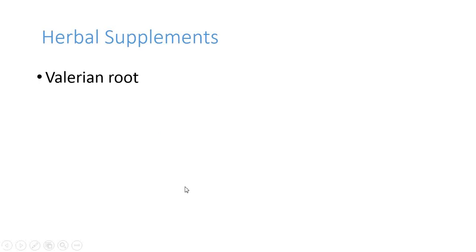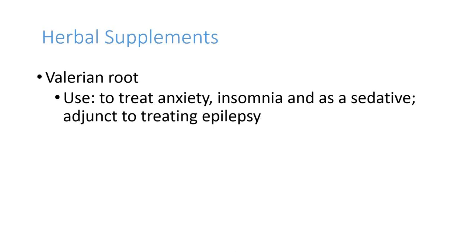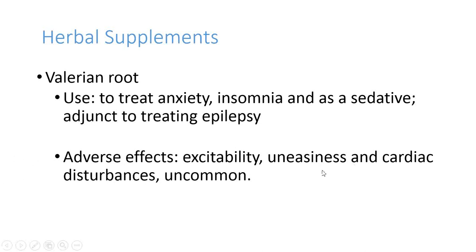Valerian root, again, used fairly frequently. It's used to treat anxiety, insomnia. It's used in the treatment of epilepsy. In cases of epilepsy, I'll start the patient on valerian root and may keep them off the drugs. I also, in those epileptic patients, check them for thyroid, just as a little tidbit. Make sure they're not hypothyroid as well. It can cause excitability and uneasiness, supposedly cardiac disturbances. I've never seen this. I've used a fair amount of valerian root over the years just to calm dogs down prior to coming into the clinic.